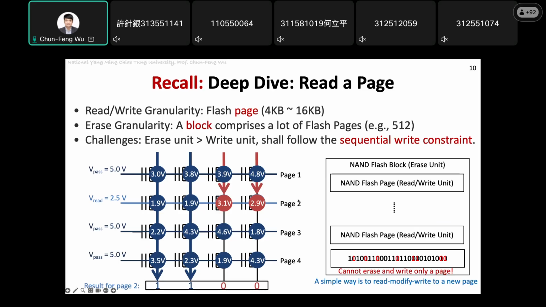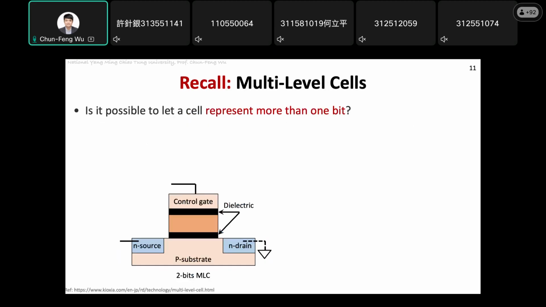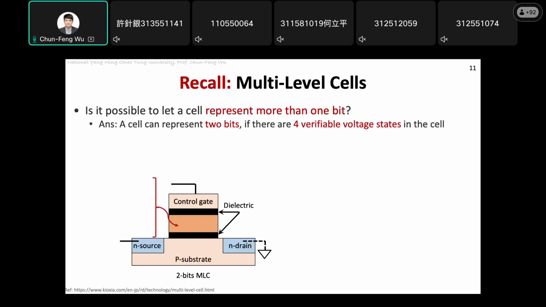Okay, so this is about the read-modify-write. And then multi-level cells, I think we can just skip it. You are going to represent more bits in one floating gate, so you need a better way to differentiate the different levels here.